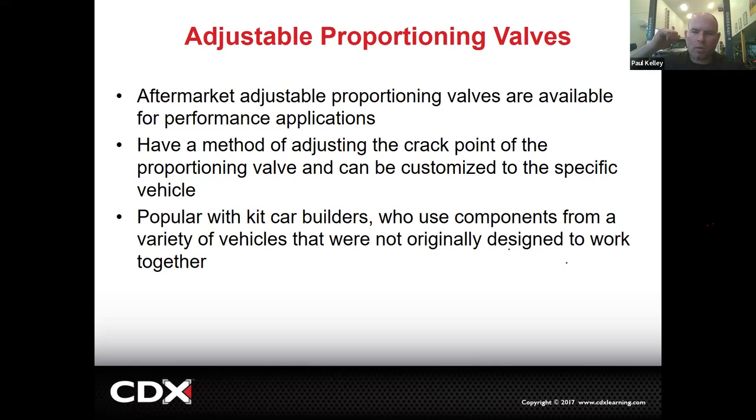Well, you can get an adjustable proportioning valve and install it with a knob on it. And you could go out and jam the brakes. If the rear brakes lock up, you could turn the knob, go out again. If the rear brakes still lock up, turn the knob some more. Eventually you'll get to the point where the brakes are no longer locking up, but it's right on the edge of locking up. And that's going to give you the best performance. So they literally have a knob that you can turn. That's an adjustable one, like it's aftermarket really. So especially with a kit car builder or something, pretty neat.